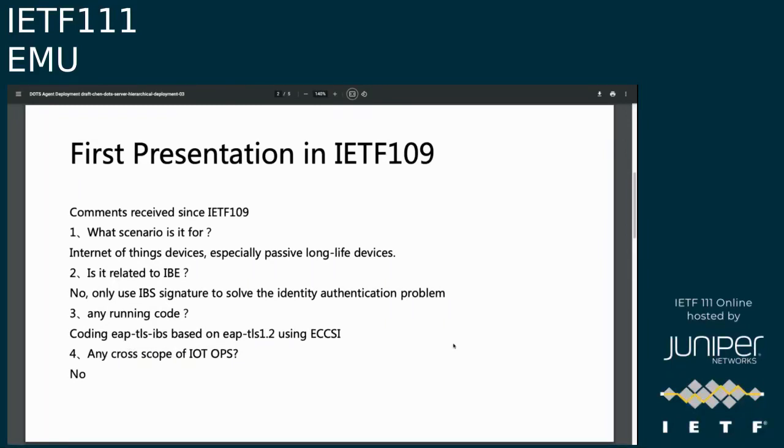Any running code? We made an implementation in our local network. We coded EAP-TLS IBS based on TLS 1.2 and using ECCSI. And another question is any cross scope with IoT OPS? I have checked the charter of the work group. I think they have no cross scope. Next slide, please.